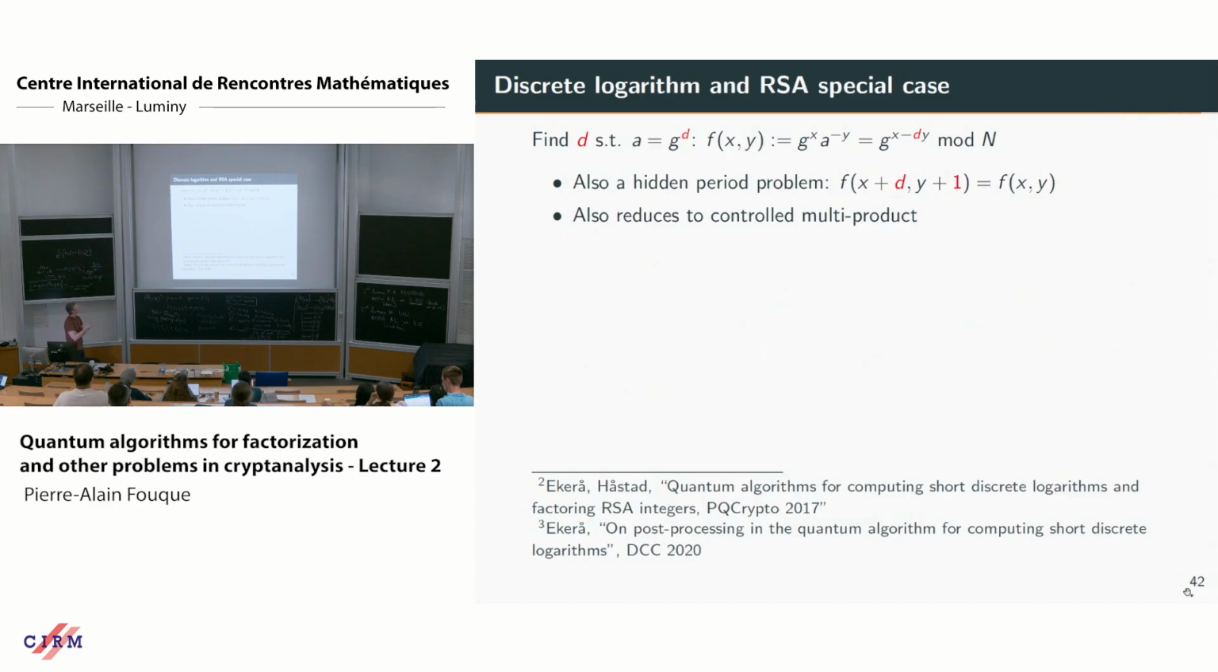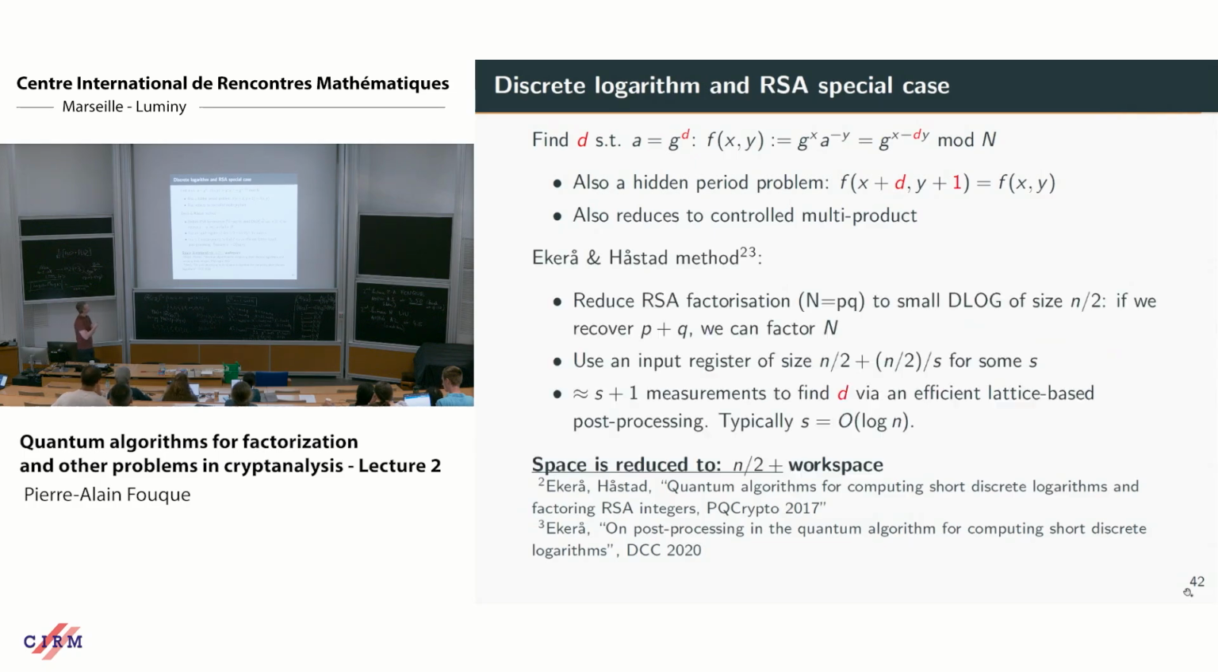And so the idea is the same. We have to compute this function, and evaluating this function is once again a controlled multi-product. So this is the way we have to implement it. Ekerå and Håstad have shown how to solve this. It was in fact well known in the literature, but they did it in 2017.